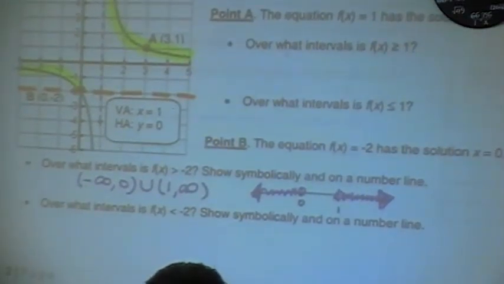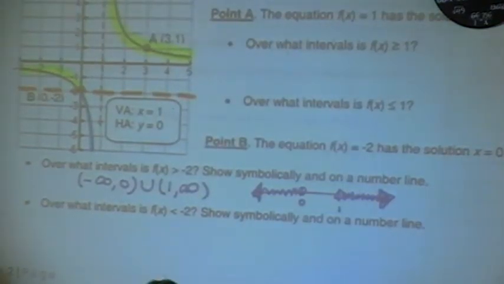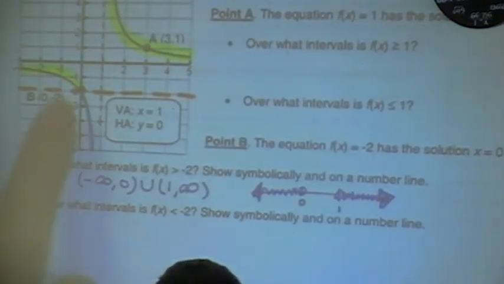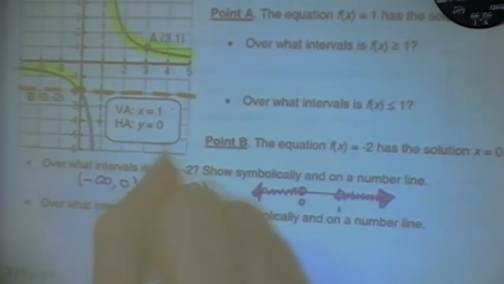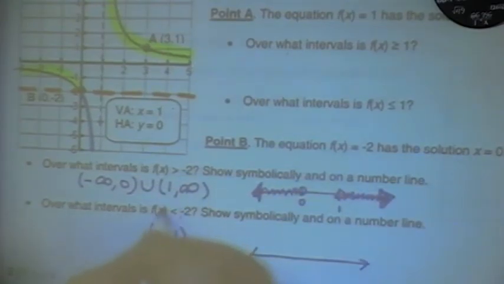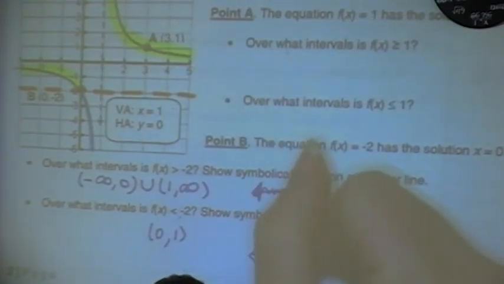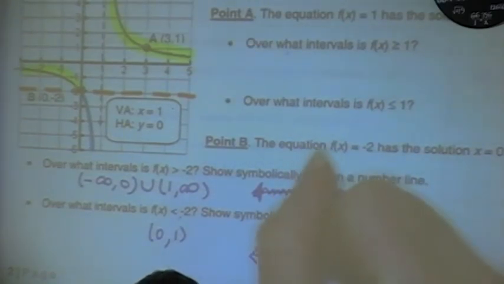And then the next question is, where is it less than -2? That would just be this piece right here. Where is it below that orange dotted line? Just that tiny little piece right there, which is just from 0 to 1. None of it can be included because they didn't put an equal sign underneath. So if I was doing that on a number line, it would be 0 to 1, both of them open dots, shaded in the middle.